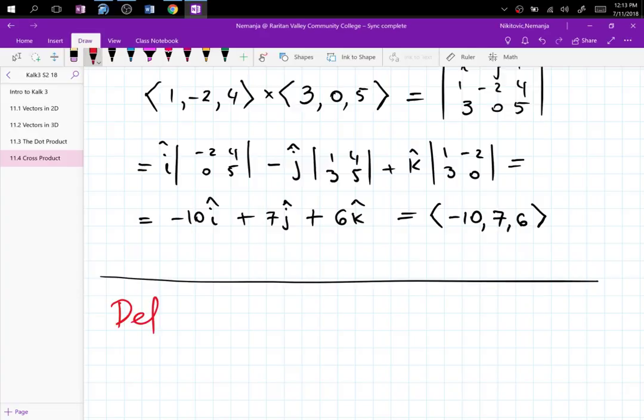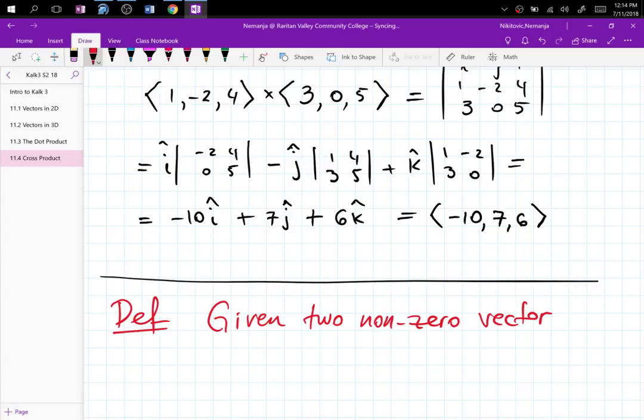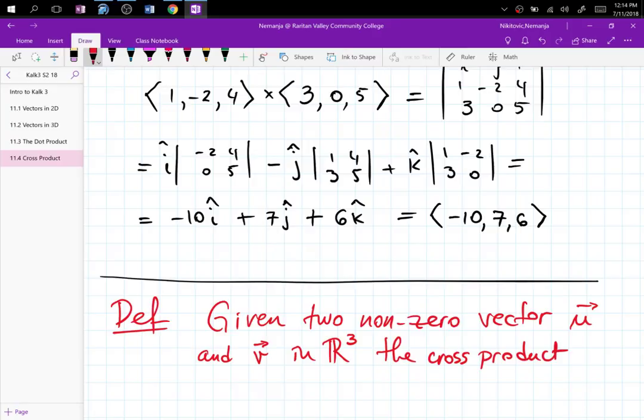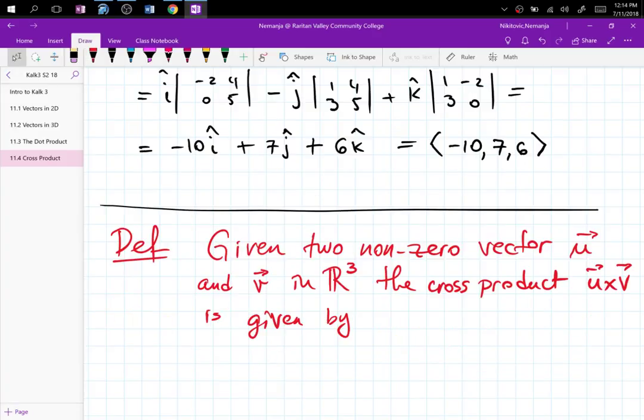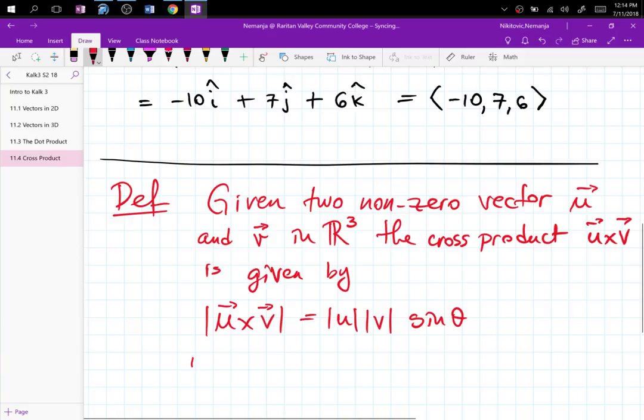Definition. Given two non-zero vectors u and v in R3, the cross product u cross v is given by: the magnitude of u cross v is equal to the magnitude of u times the magnitude of v times sine of theta, where theta is the angle between vectors u and v.